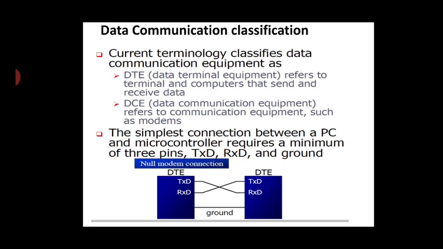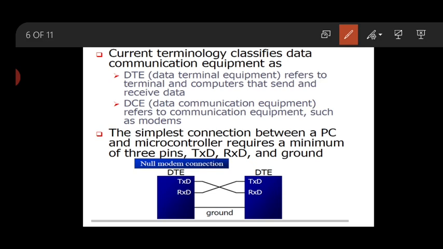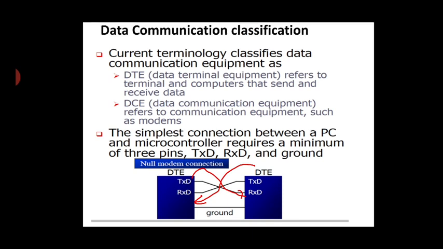Just for you to be convinced, I said left to right. It means the two devices can transmit and receive. How can they do it? TXD, transmit; receiver, RXD. This way it will receive. During this, the data will be transmitted and received here, with a common ground between the two devices.